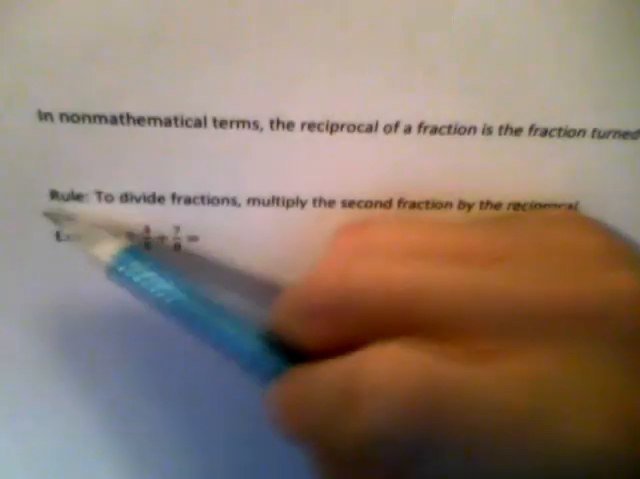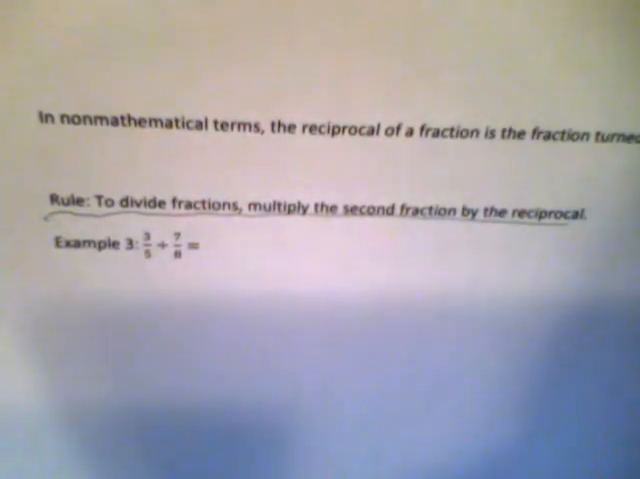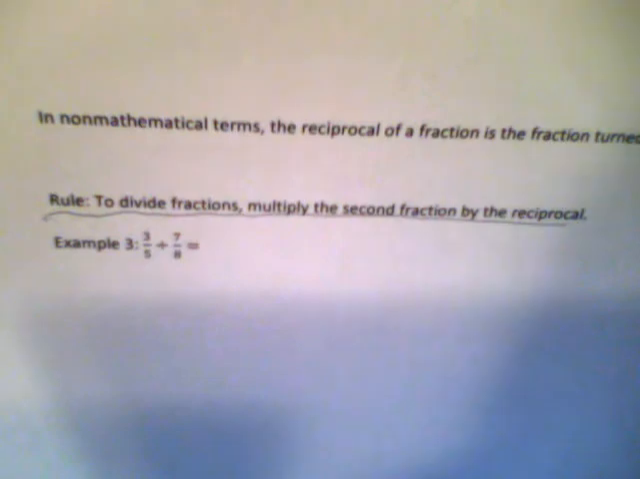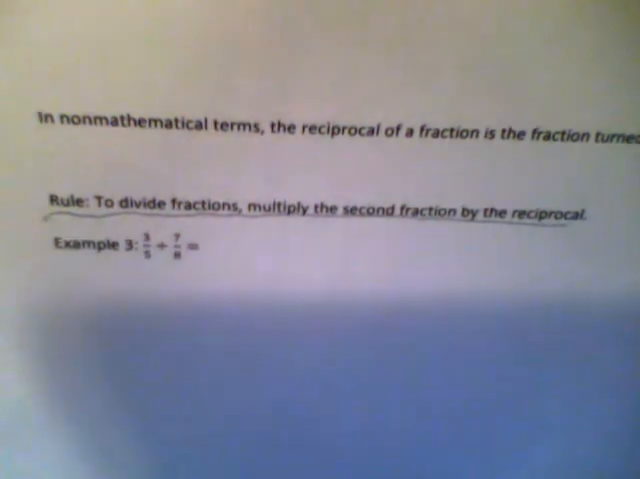To divide a fraction, I would highlight or underline this rule right here. To divide fractions, you just have to multiply by the reciprocal of the second fraction. The reciprocal, in non-mathematical terms, is just the fraction turned upside down. So basically, I take the second fraction, turn it upside down, and then multiply.